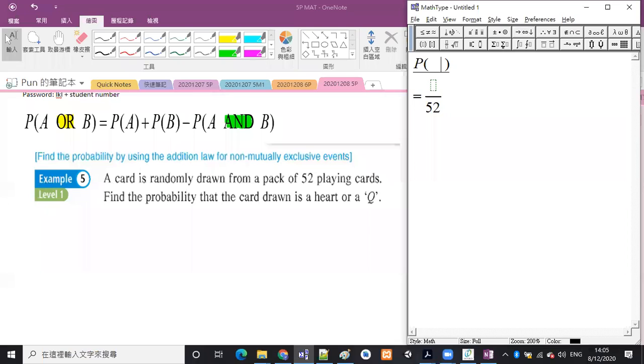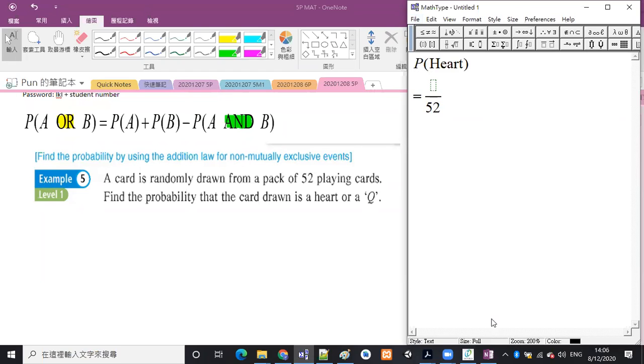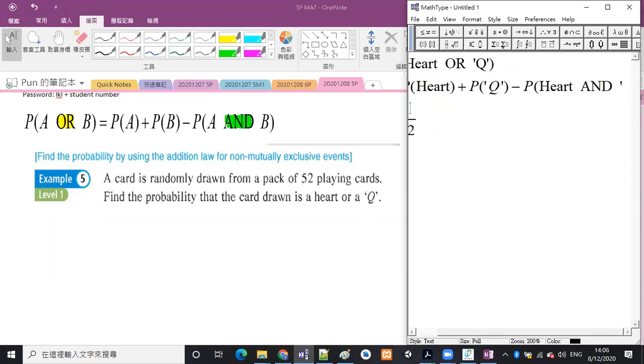a heart or a Queen，即係借隻女，Queen 啦。咁我哋咁樣寫 P(heart) or a Queen。跟住我哋就將佢變成 P(A or B) 呢個格式。咁我哋就寫 P(A)，即係 probability of heart，and then plus probability of getting a queen, and then minus probability of getting a heart and a queen. Can you get this?